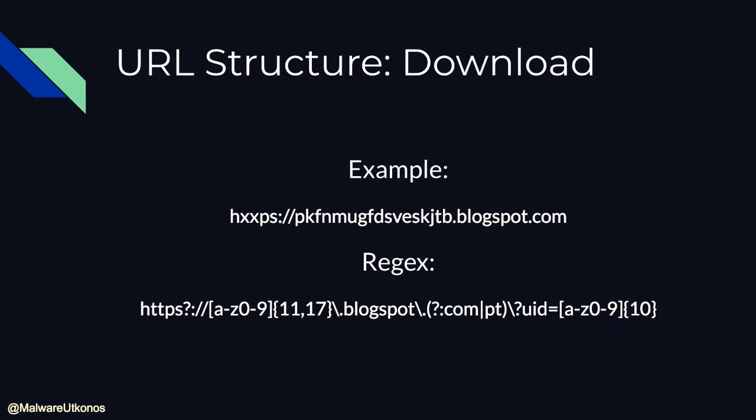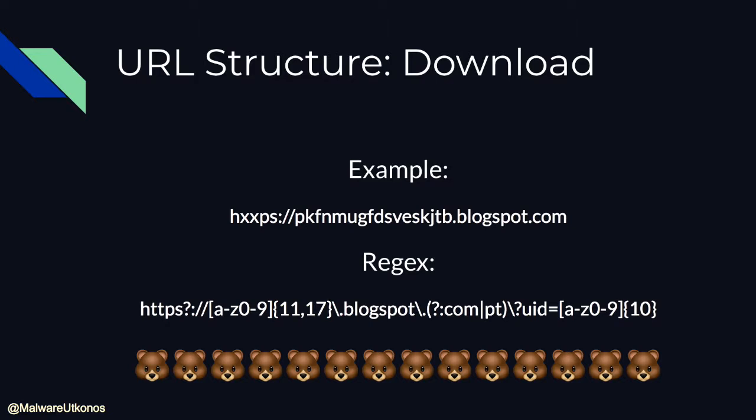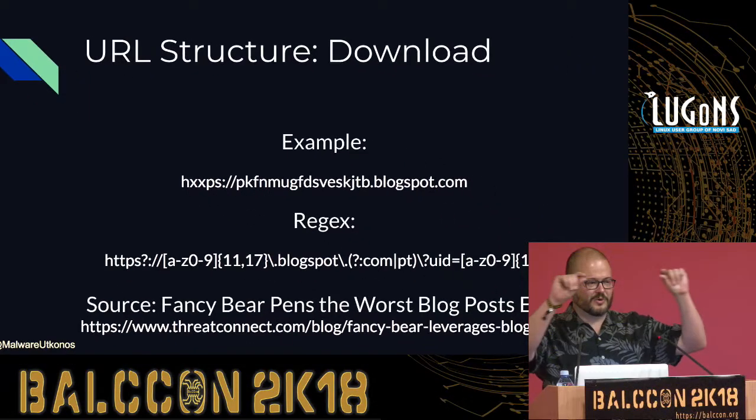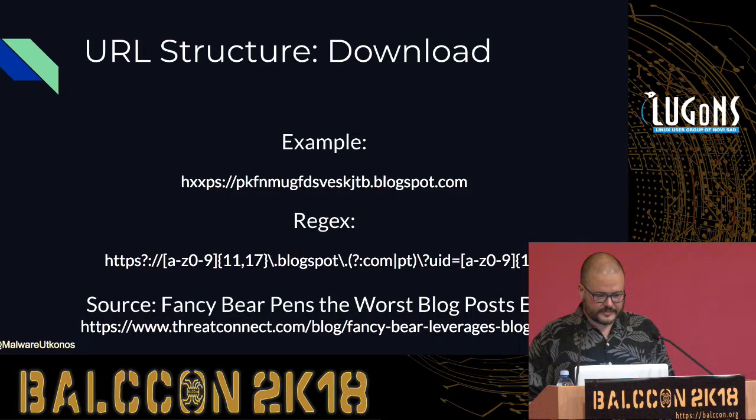But basically, you have the C2 URL, and then you've got a regex that can detect similar ones, and you can use this to find related C2 URLs. This one in particular, I think we all know who this one is. This is a blog that I wrote right after I found this, and they were leveraging Blogspot. It's basically the worst blog post ever because it's just one forwarder to another place.